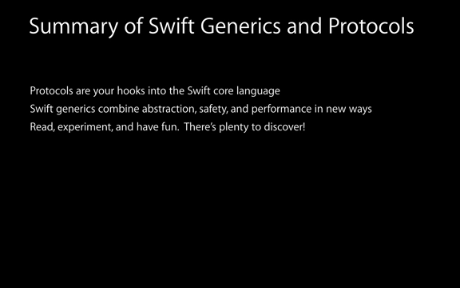If you remember only 3 things about this part of the talk, let it be these. First, protocols are what let you hook into the basic core language features, like for-in and string interpolation. Second, generics offer a new dimension of speed, expressivity, and safety for people coming from Objective-C. You can do really totally new things. And lastly, Swift is fun. I encourage you to dig into these capabilities and find out as much as you can, experiment, play around.